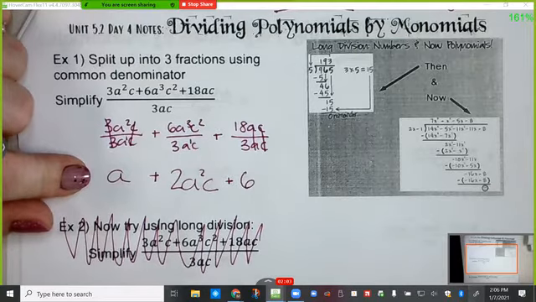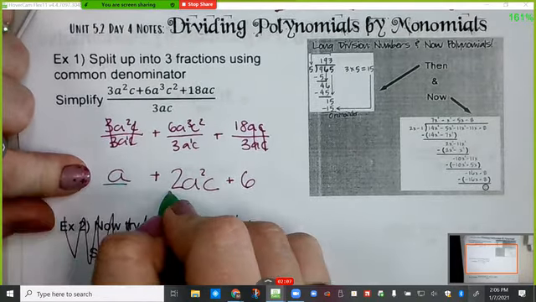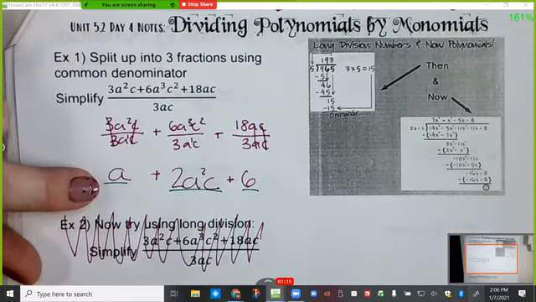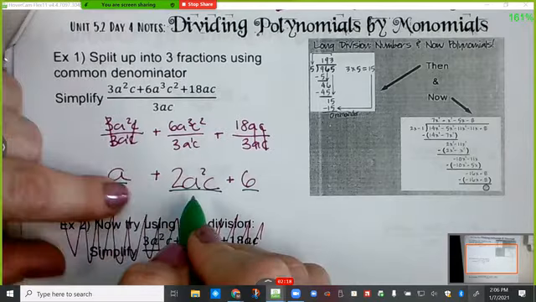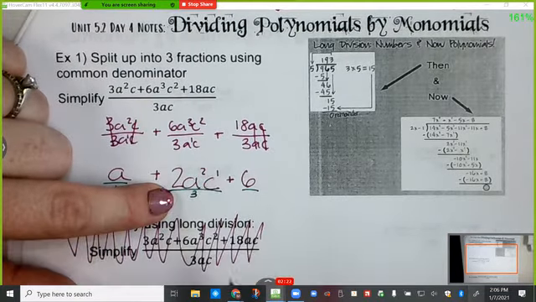No. It is the correct answer, but it's not written properly. Do you remember that? To write it properly, it should go from highest degree to lowest degree. So what's my degree here? What's my degree here? 3, because 2 plus 1. Remember, you add the exponents. Okay, and then this has no letter with no exponent, so it's 0. So our final answer is going to be 2a squared c plus a plus 6.